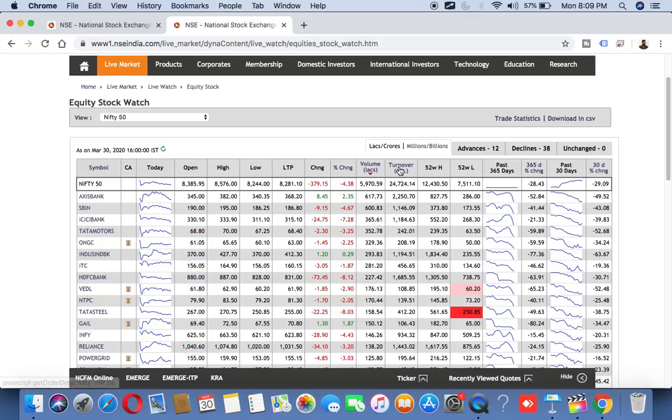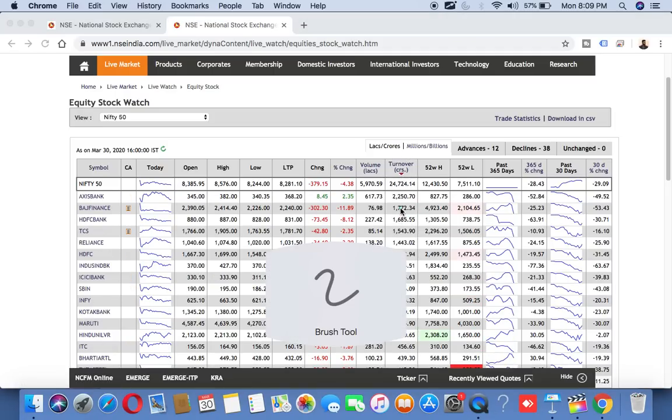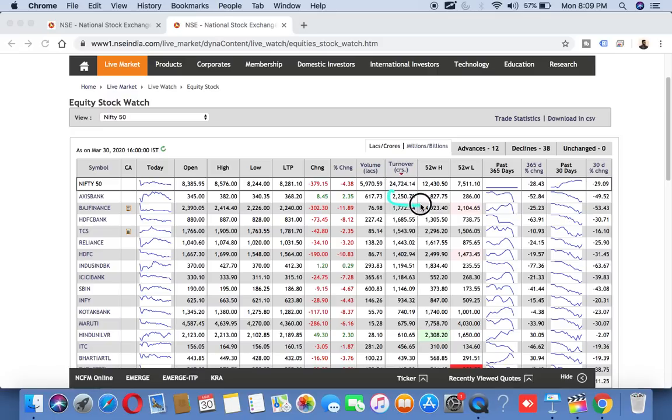So you can go with turnover in crores. That means value: the number of shares traded into the price gives you the value. So more people have traded in a stock where more money has been invested, buying and selling has happened, so that is the highest. Let's filter this. In this example we have 2250 crores, 1700 crores, 1600, 1500 crores: Axis Bank, Bajaj Finance, HDFC and TCS.